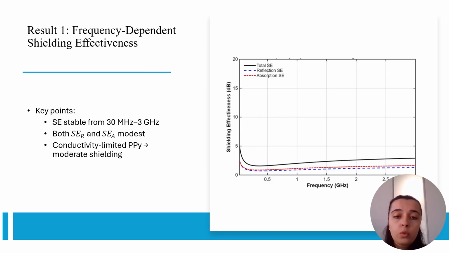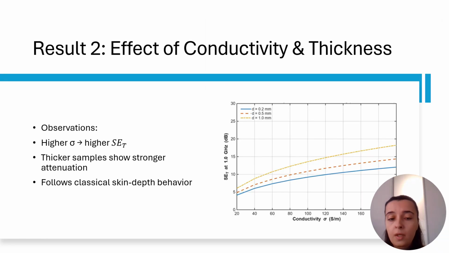First result, we analyzed frequency-dependent effectiveness. We can see the variation of the frequency from 30 MHz to 3 GHz. At lower frequencies, reflection dominates due to impedance mismatch, while at higher frequencies, absorption becomes the major contributor.